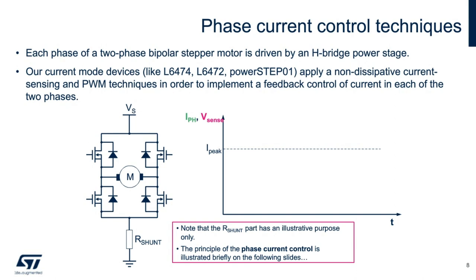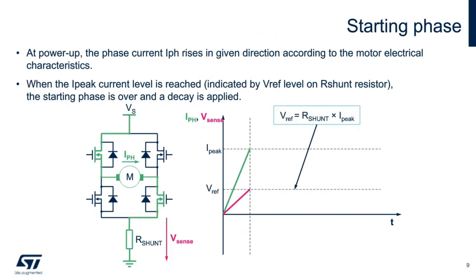At the power up, the motor is energized in one direction. The phase current, I phase, rises in the given direction according to the motor electrical characteristics. When the I peak current level is reached, indicated by the VREF level on the R shunt resistor, the starting phase is over and the decay is applied. The current flows diagonally through high side and low side MOSFETs. The RDS(on) losses are neglected here for simplicity. However, the proper calculation of the power losses in the H-bridge is important.